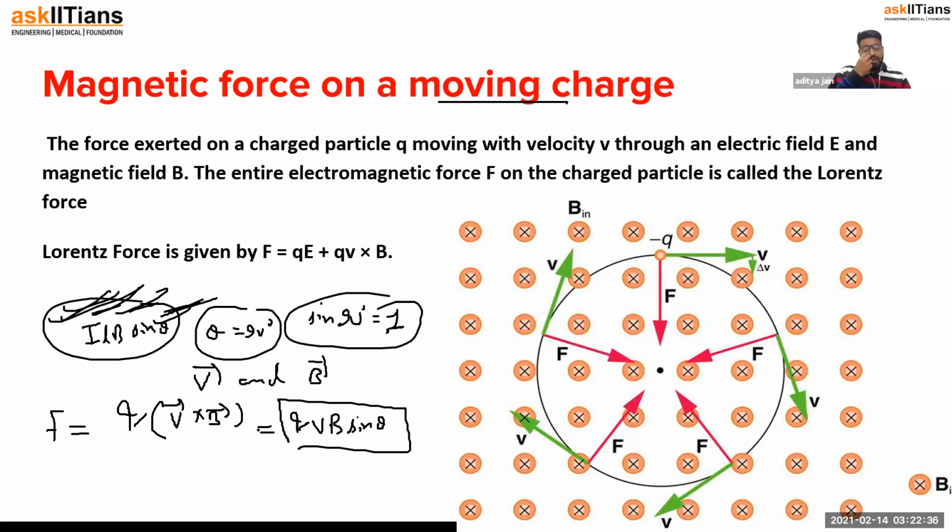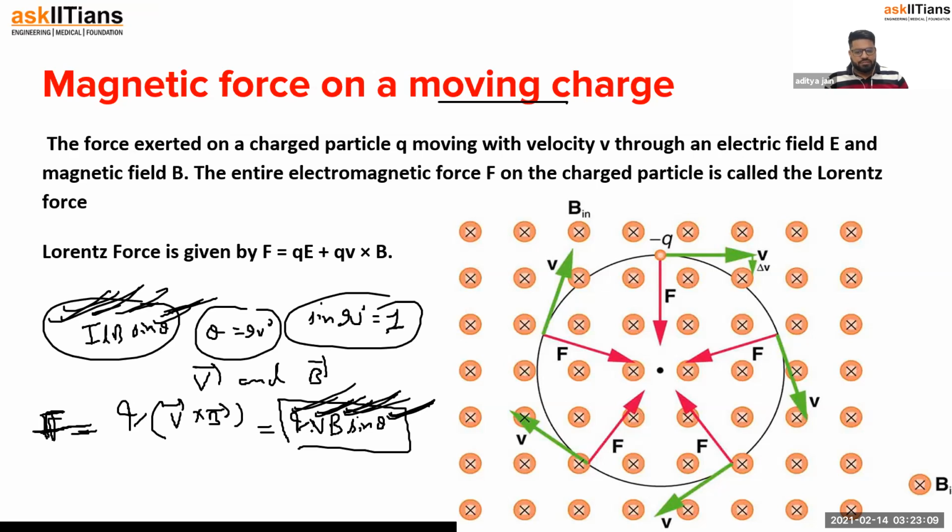So this is the formula for magnetic force acting on a charge Q moving with velocity v in a magnetic field B, where the angle between velocity and magnetic field vector is theta. So the force will be QVB sin theta. Done? Clear? This is the formula for magnetic force on a charge Q.